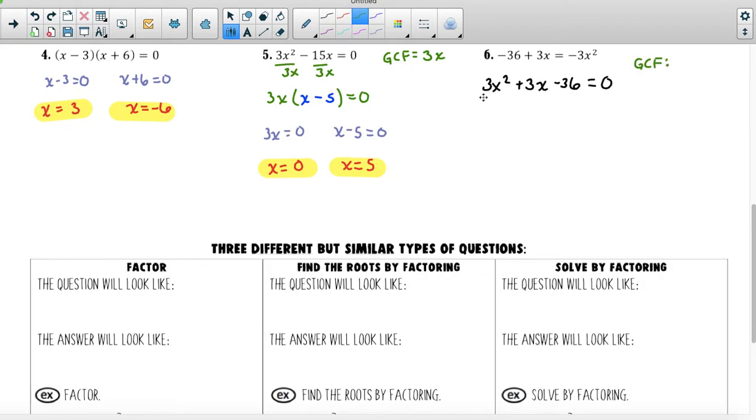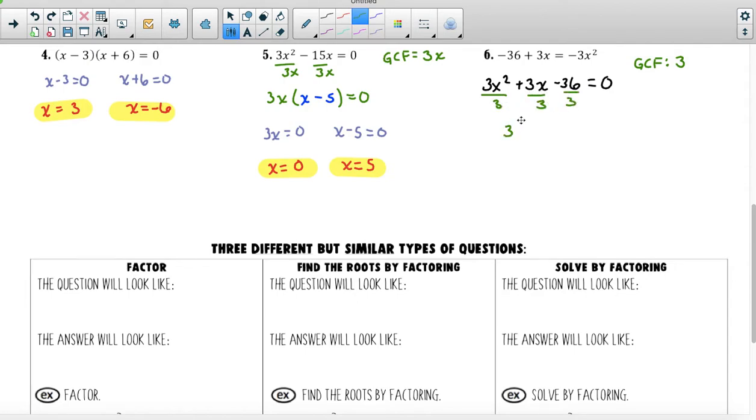The smallest number is 3, so 3 can be divided by 3, 3 can be divided by 3, and 36 can also be divided by 3. So our GCF so far is 3. We have an x, no x, so that means that we do not have a GCF of x. So let's divide everything by 3.